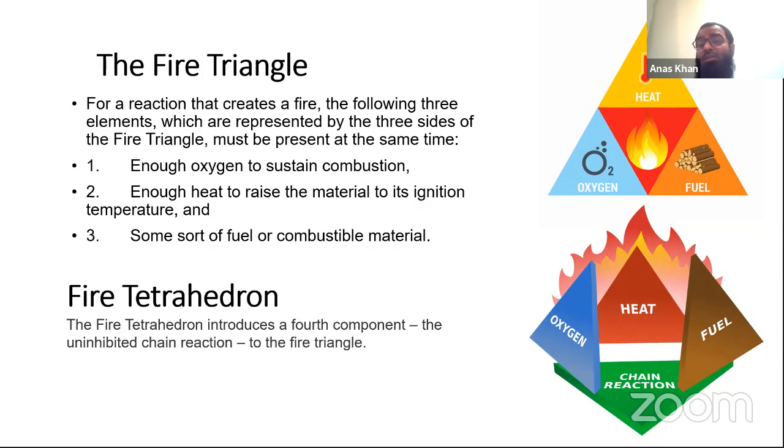Fire multiplies itself 300 times, very fast. There are a lot of videos which you have already seen, and inshallah I will also show you some videos about it. So fire is a tetrahedron, which means that it is a chain reaction. The components are three, but the reaction is a chain reaction. If we take out one component, there will be no fire.